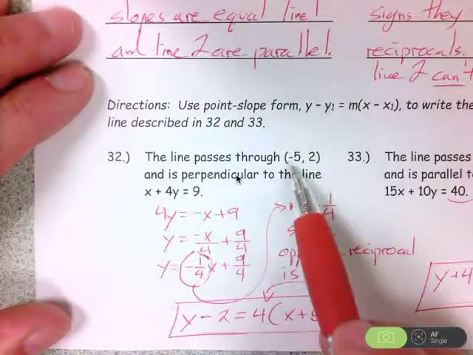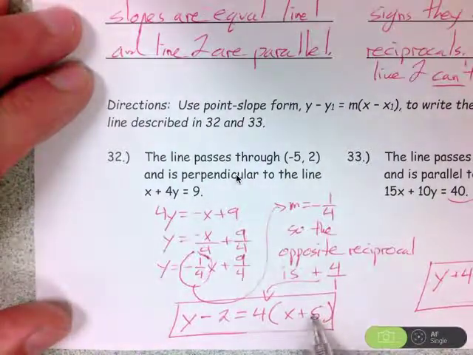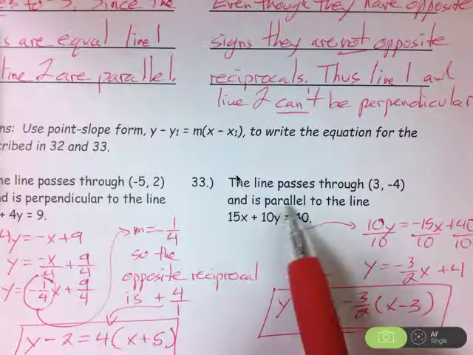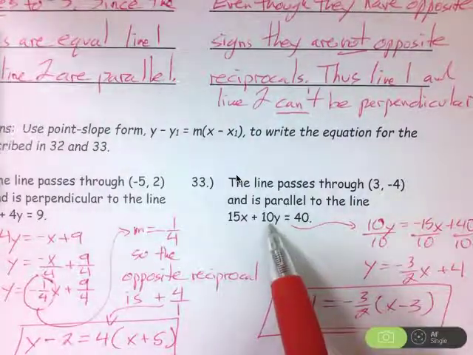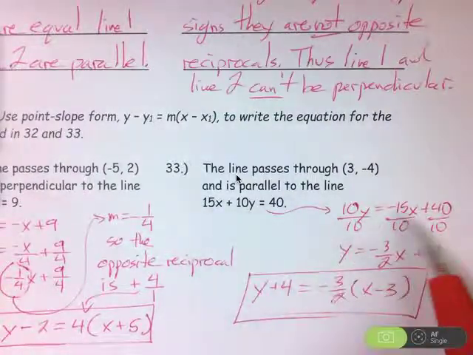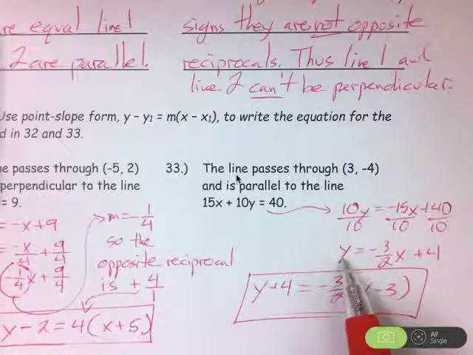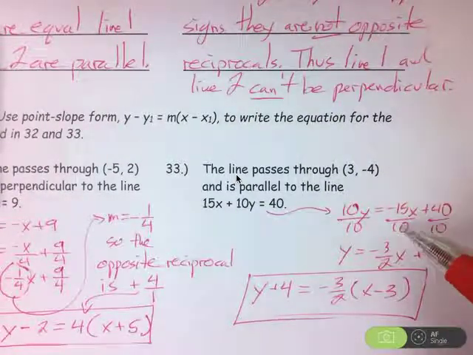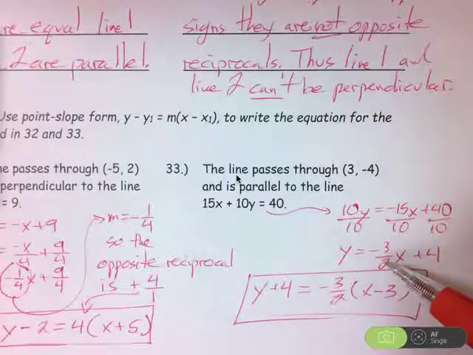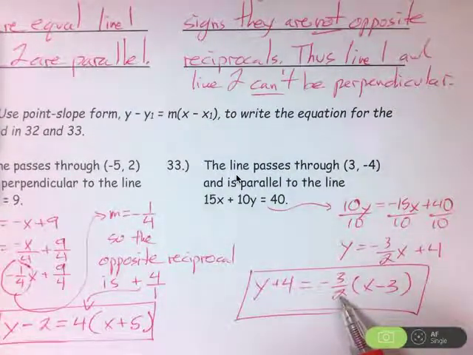So then I can just subtract my y coordinate, y minus 2, and subtract my x coordinate, x minus negative 5. Same thing on number 33, but I'm interested in a line that's parallel to this line, so I still need to find its slope. So I need to subtract the 15x from both sides, and I need to divide by 10 in order to get the y by itself. And the negative 15 over 10 reduces to negative 3/2. There's my slope, and I want to use the same slope in order to make a parallel line.